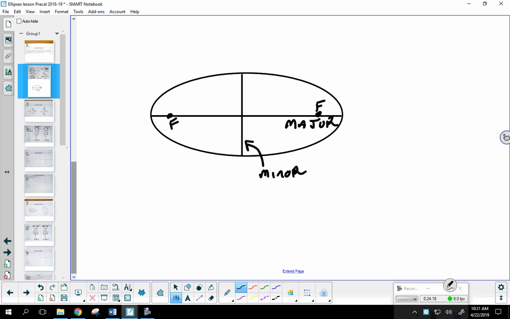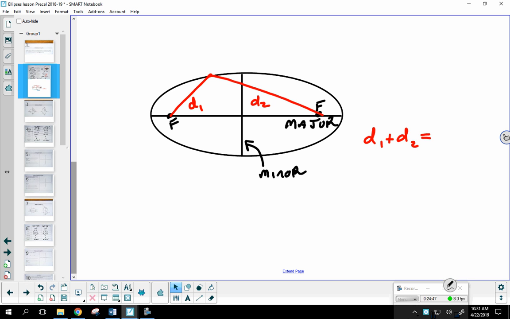Now, the definition said that it's the sum of the distances from any point on the ellipse to my two focal points. It's always going to remain constant. So what that means is, let's say I choose any point on this ellipse, like this point right here. If I connect that random point to both of my focal points, whatever these two distances are, let's call this one distance 1, let's call this one distance 2. Distance 1 plus distance 2, it's always, always, always going to add up to the exact same thing. And what you're going to find out is it's 2a.